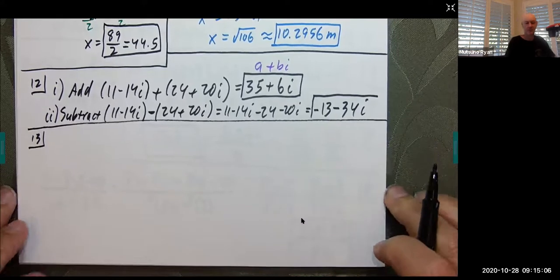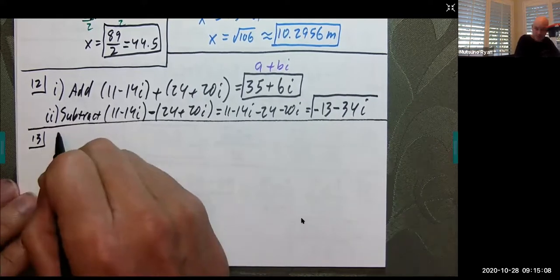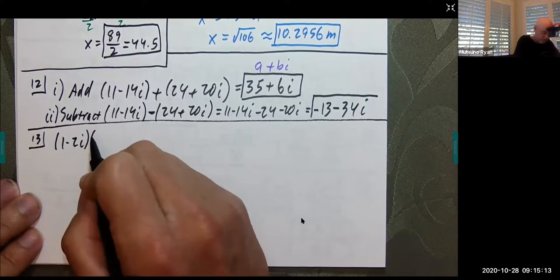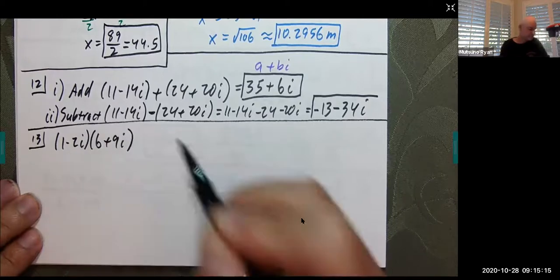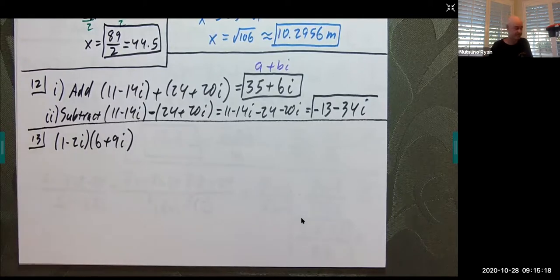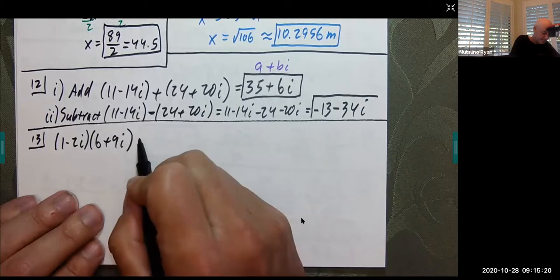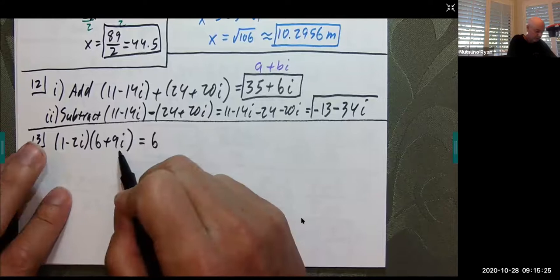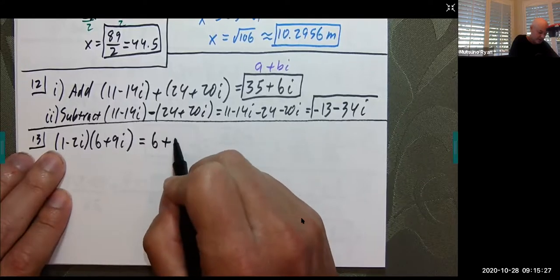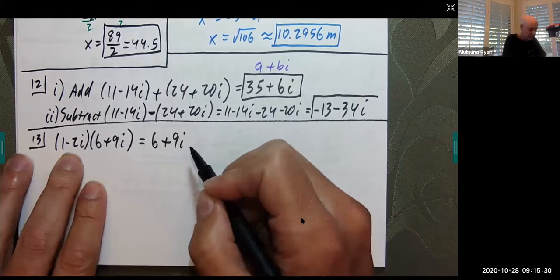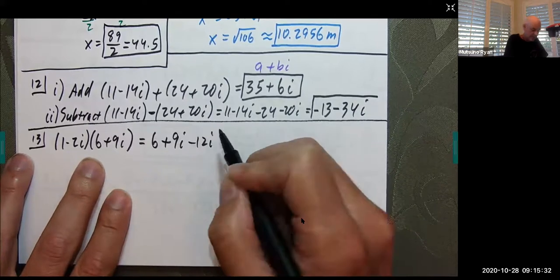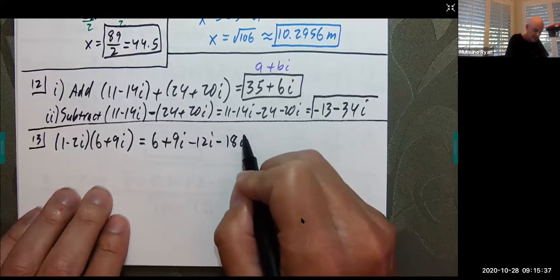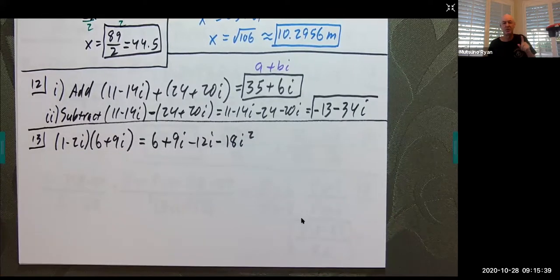Number 13, we are multiplying 2 complex numbers. Which just means FOIL. So 1 times 6 is 6. 1 times 9i is plus 9i. Negative 2i times 6 is minus 12i. And then negative 2i times 9i is negative 18i squared. Now, we need to remember i squared is -1.